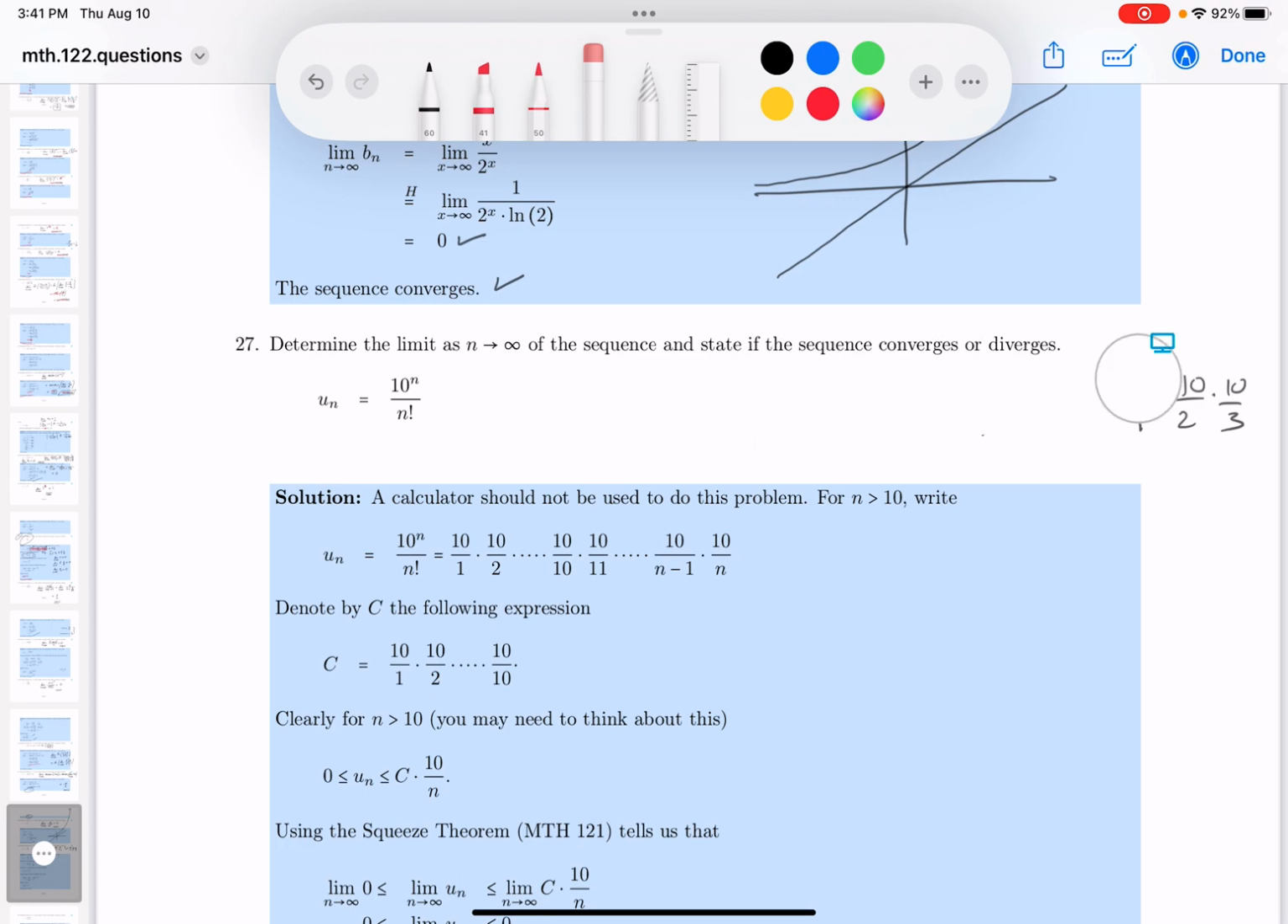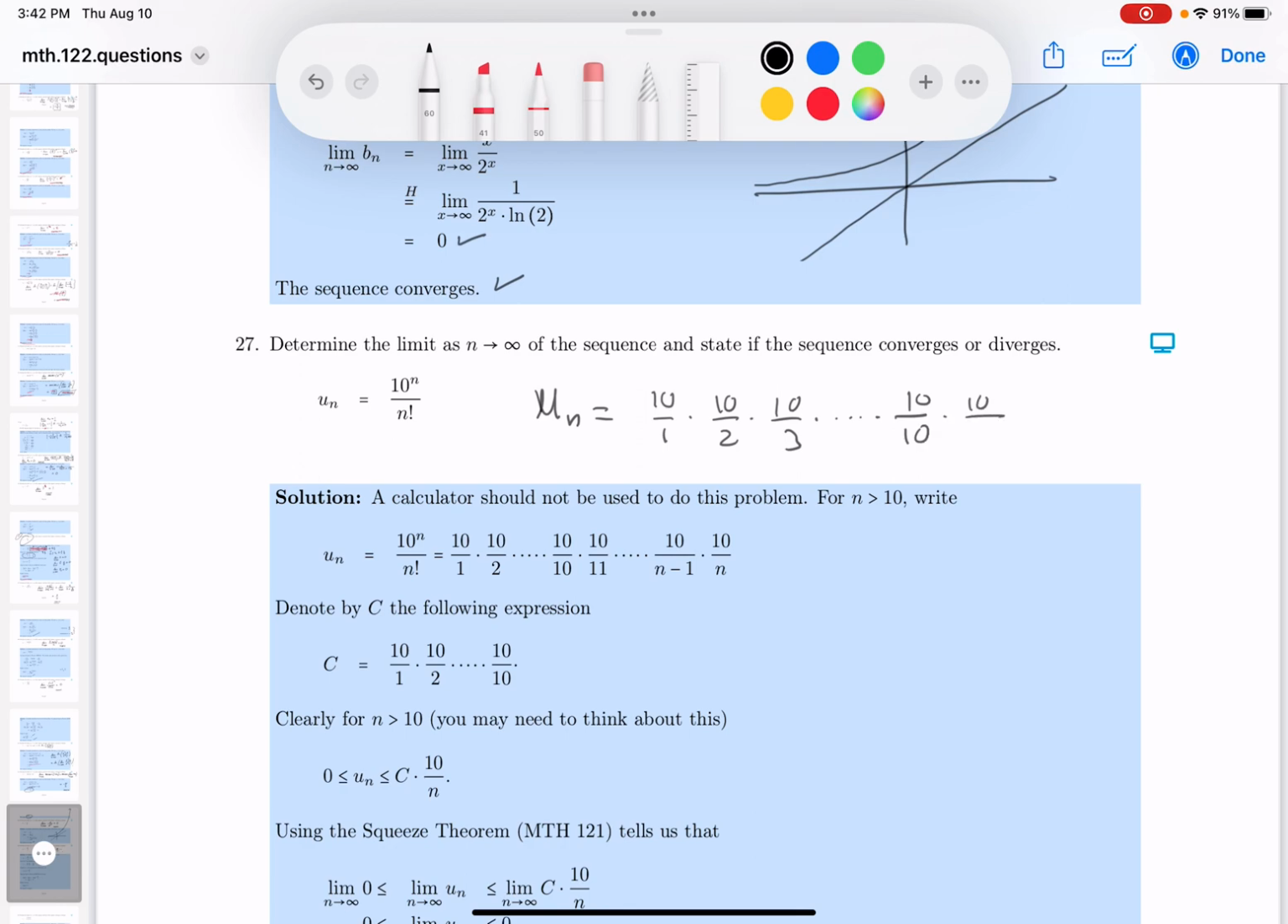So in general, what does Vn look like? Well, let's write that down. I'm sorry, this is Un. I think of the prior problem. What's that going to look like? Well, it's going to look like 10 over 1, 10 over 2, 10 over 3. I'm already tired. I eventually get to 10 over 10.